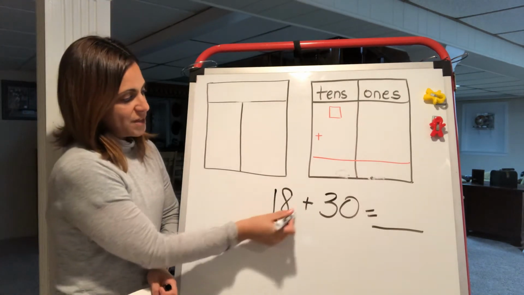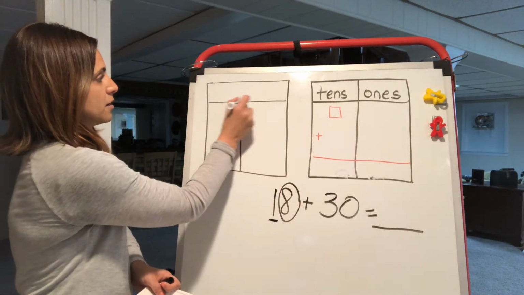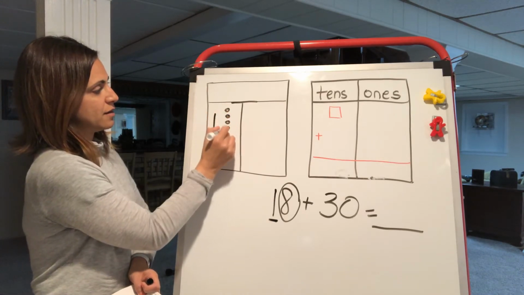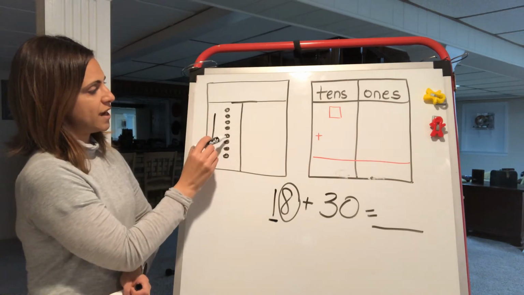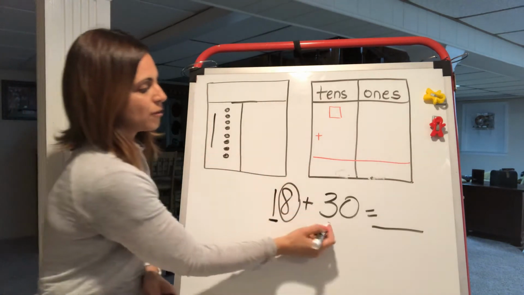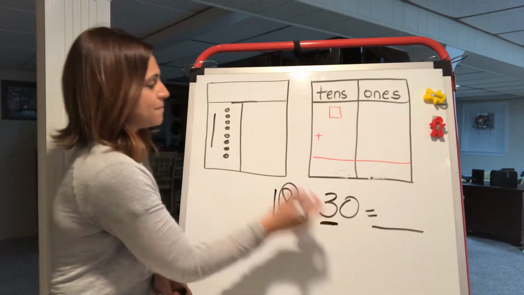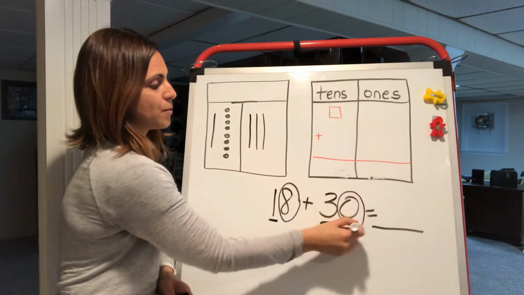I see one group of 10 and 8 ones. Let's represent it on our part whole. One group of 10 and 8 ones. 1, 2, 3, 4, 5, 6, 7, 8. Roger picked 30 tulips. That's 3 groups of 10. 10, 20, 30, and 0 ones.